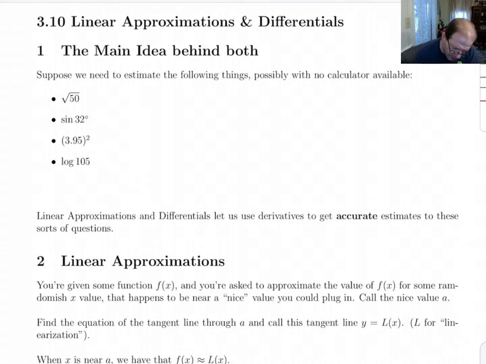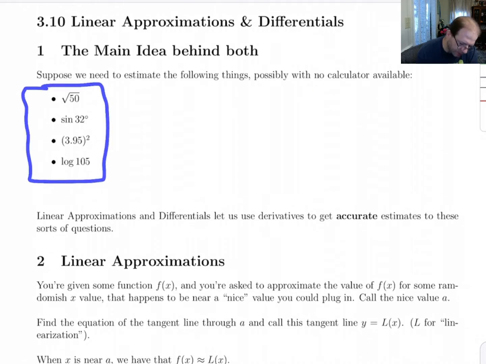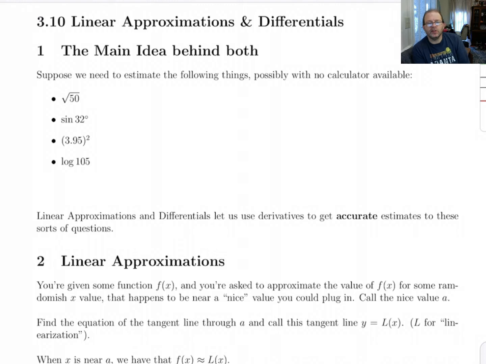Suppose that you had no calculator available and you needed to come up with an approximation of these. Each one of these things is asking us to evaluate a function at some number, but somewhere near to that number, there's another number that would be a lot easier to plug in. For example, square root of 50, it'd be a lot easier to find square root of 49. So we can use this as an estimate and say square root of 50 is going to be a little bit bigger than 7.